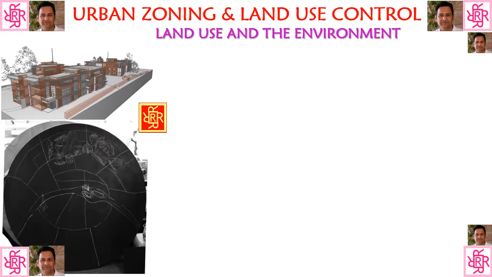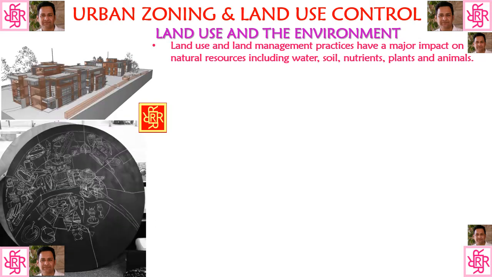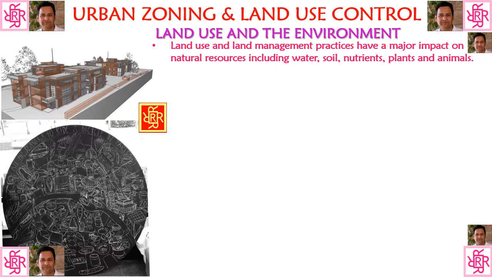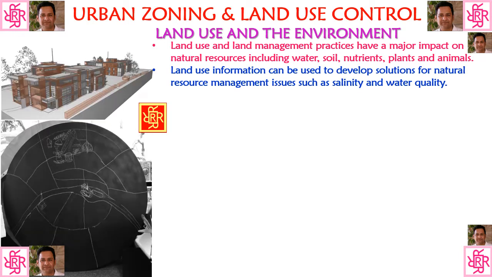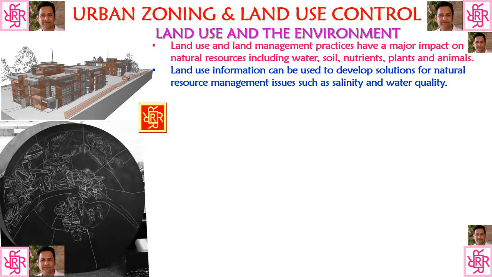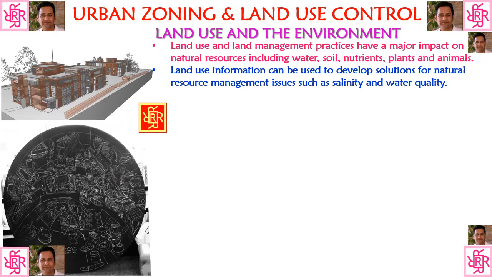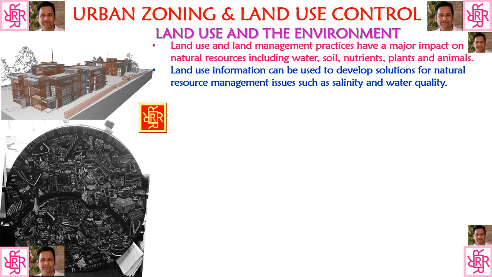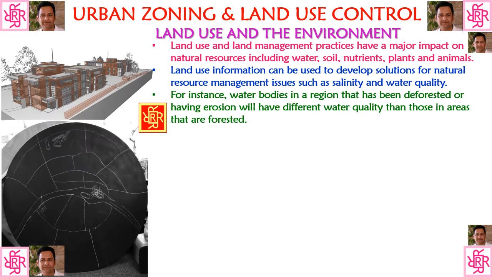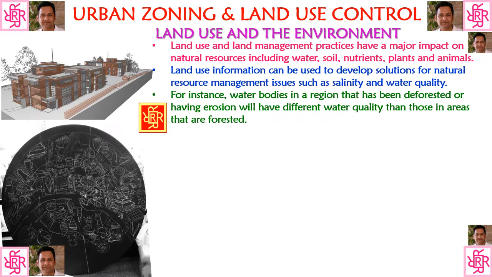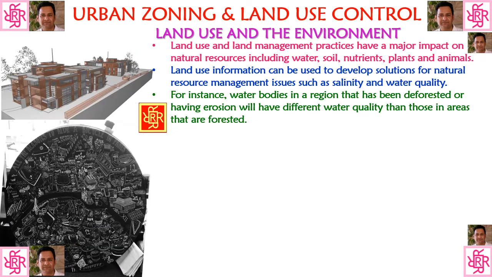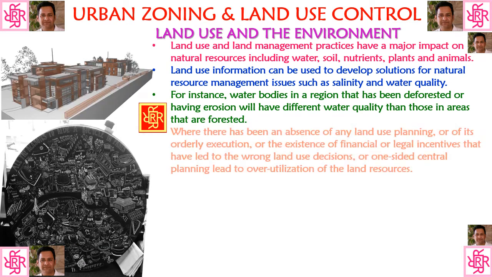Now, land use and environment. This is also one of the important factors. Land use and land management practices have a major impact on natural resources, including water, soil, nutrients, plants, and animals. You have already much knowledge about it, but let's discuss further. Land use information can be used to develop solutions for natural resource management issues, such as salinity and water quality. For instance, water bodies in a region that has been deforested or has erosion will have different water quality than those in areas that are forested.